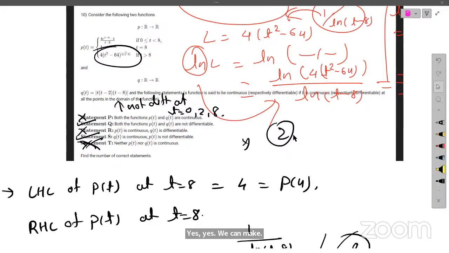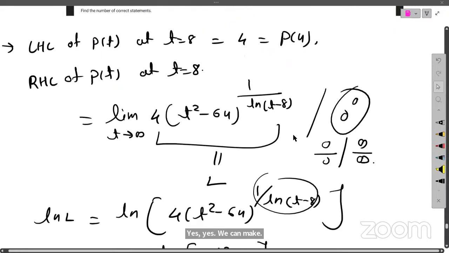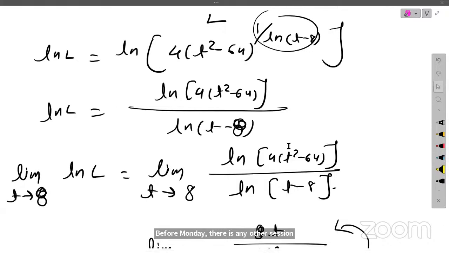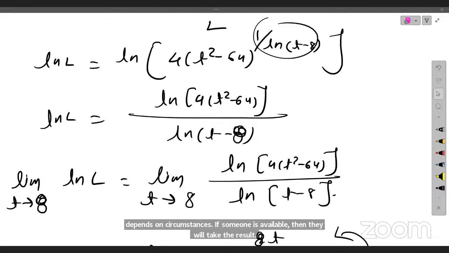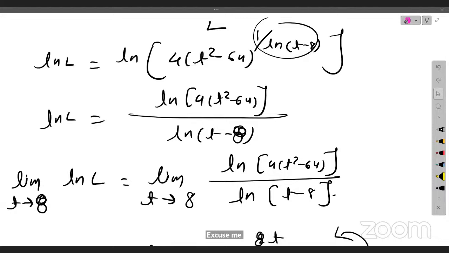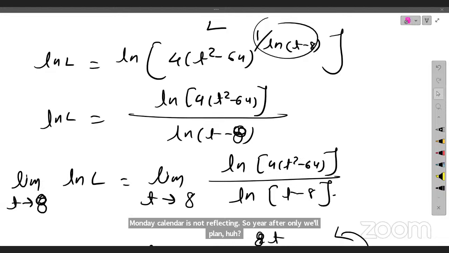Before Monday, is there any other session? No, I don't think so. Monday is your last session, right? Maybe, it depends on circumstances. If someone is available, then they will take the revision. Madam, the Monday calendar is not reflecting. I'll shift this Sunday session to Monday, because on Sunday I have another session. Okay, we'll take Monday.